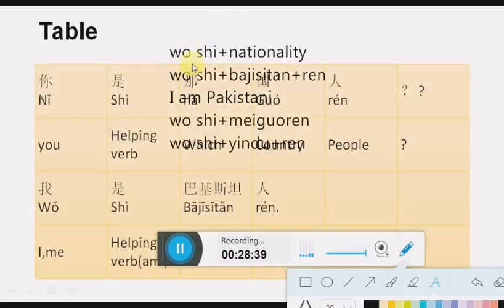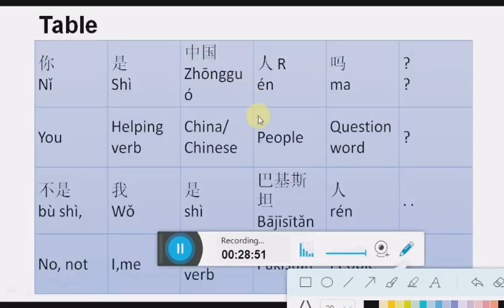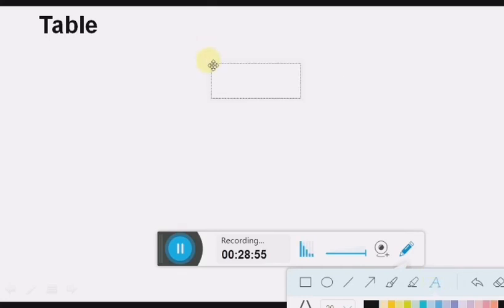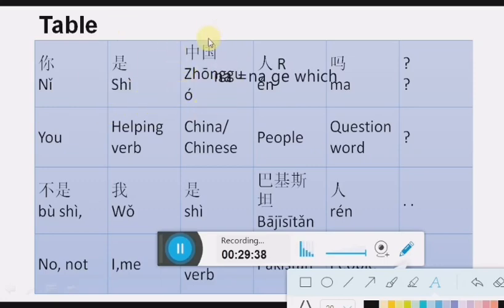哪 means which. 哪 is the short form of 哪个. 哪个 means which. 哪 is used as which. So the complete sentence is: you are which country person? You are which country person?